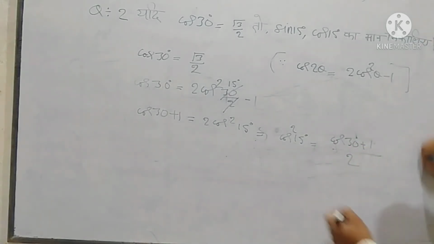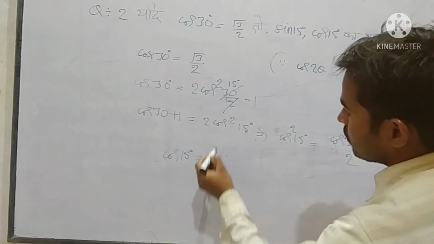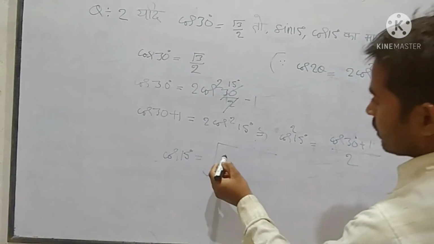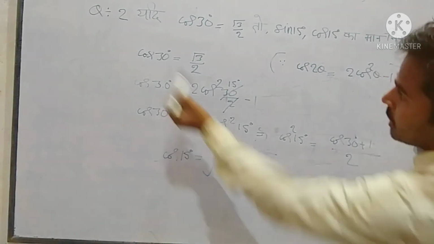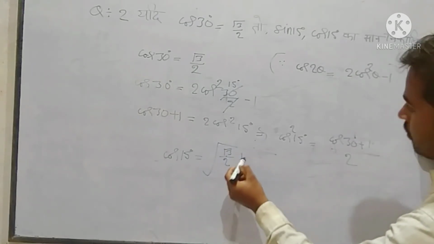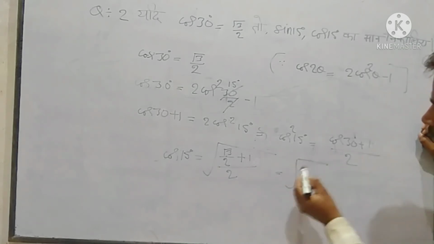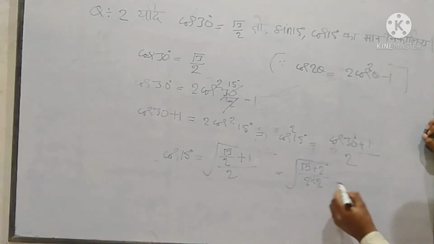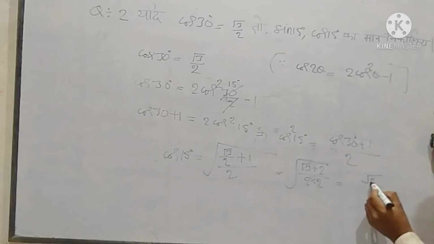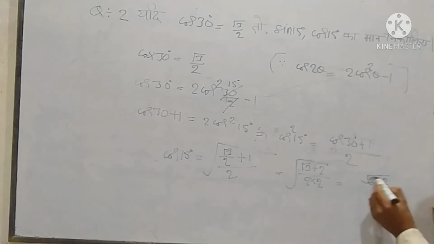So cos 15 degree is equal to square root of, the value of cos 30 degree is equal to square root 3/2, so plus 1 divide 2. So we take LCM, (square root 3 + 2) divide 2 into 2. So cos 15 degree is square root of (square root 3 + 2) divide 2. Answer.